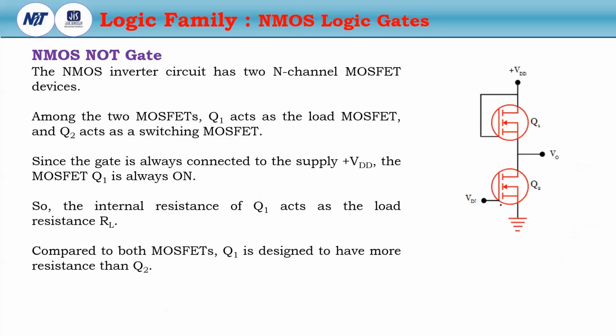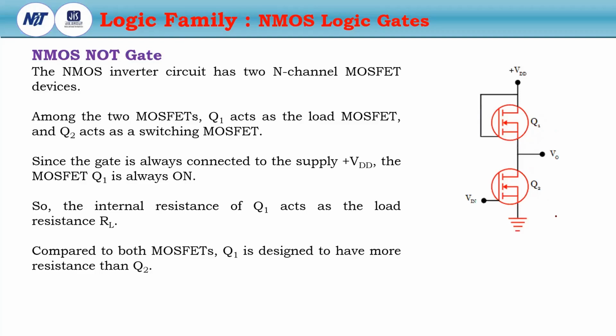So now this is the NMOS NOT gate where we replace the resistance with the enhancement type NMOS. The two MOSFETs are Q1 and Q2. Q1 acts as the load MOSFET and Q2 is the switching MOSFET or the driver MOSFET.